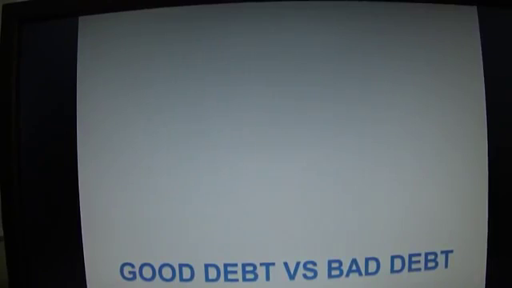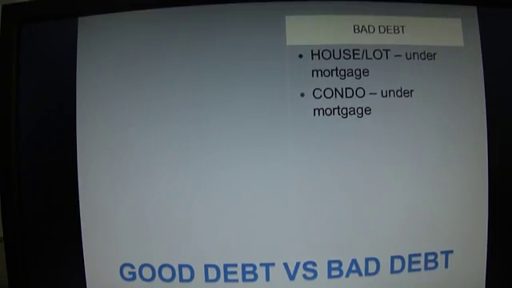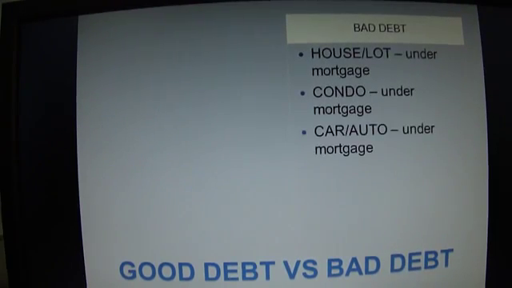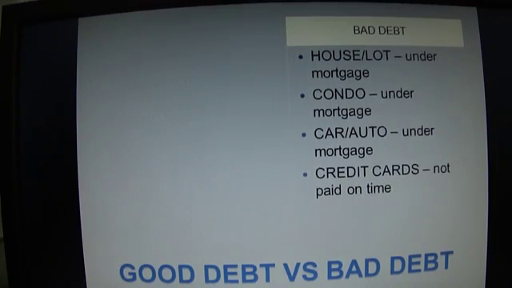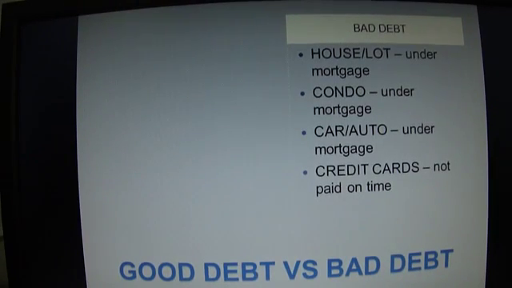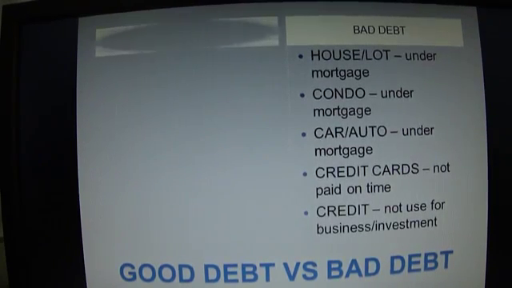Okay, next slide is good debt versus bad debt. Bad debt is if your house, lot, car, or condominium is under mortgage. Why? Because cash is flowing out. Same with our credit cards if you don't pay them on time, and also if you borrow money and do not use it for business or investments.